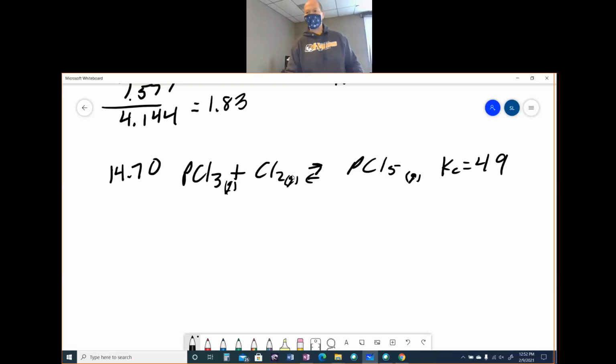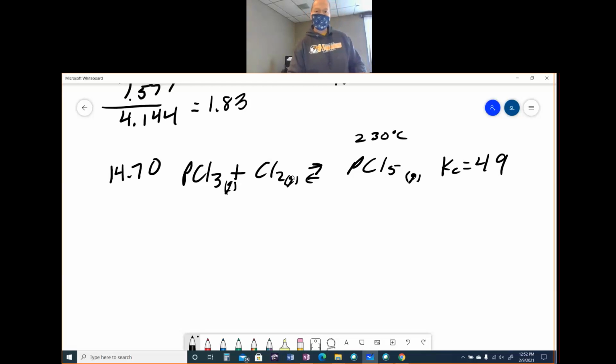This is a relatively large Kc. Large is determined by the number 1. It's greater than 1, so it's a large number. It means more products than reactants. That means X is relatively large. You're going to have things going to the right. So we're at 230 degrees Celsius. That's only important because that's what the Kc value is at that temperature. At a different temperature, it would be a different value.